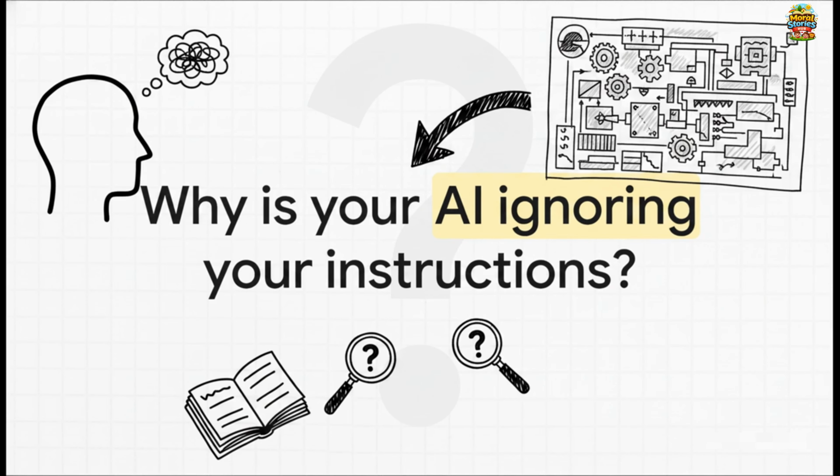Okay, let's dive into this. Why exactly is your AI seemingly ignoring your instructions? Well, it usually comes down to a fundamental misunderstanding of the tool itself. We tend to expect generative AI to essentially read our minds. We give it this tiny, vague little hint and expect a total masterpiece in return. But honestly, that is simply not how this technology works at all.